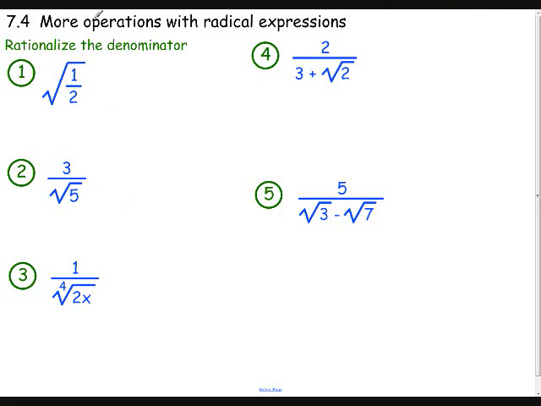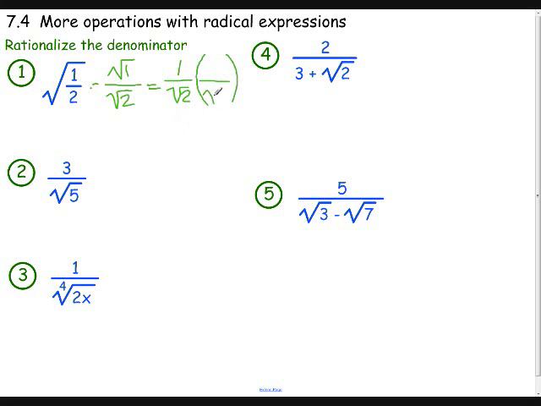Rationalize the denominator. Well, this first one's pretty easy for us. We can re-express this as the square root of 1 over the square root of 2. And of course the square root of 1 is easy to handle. This is where we're ready to actually do the rationalization. All that means is that the irrational number has to come out of the denominator.